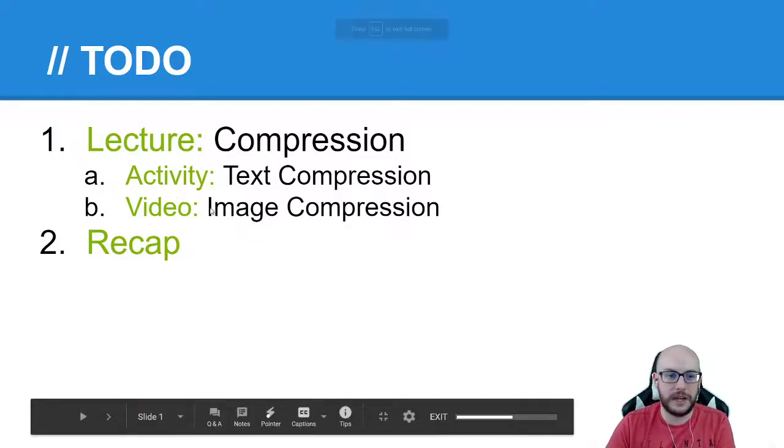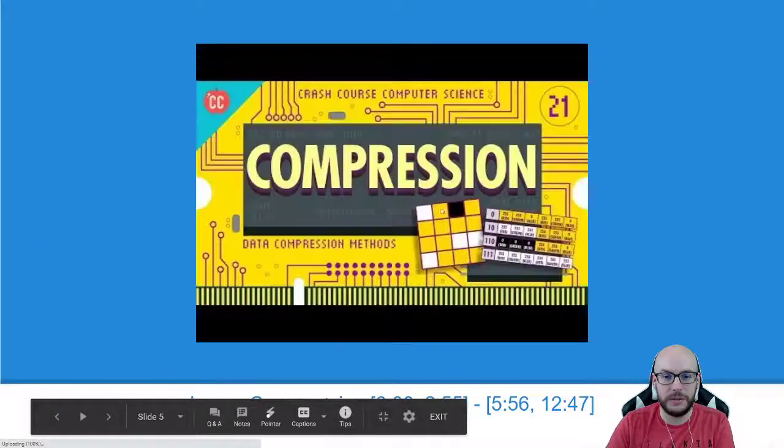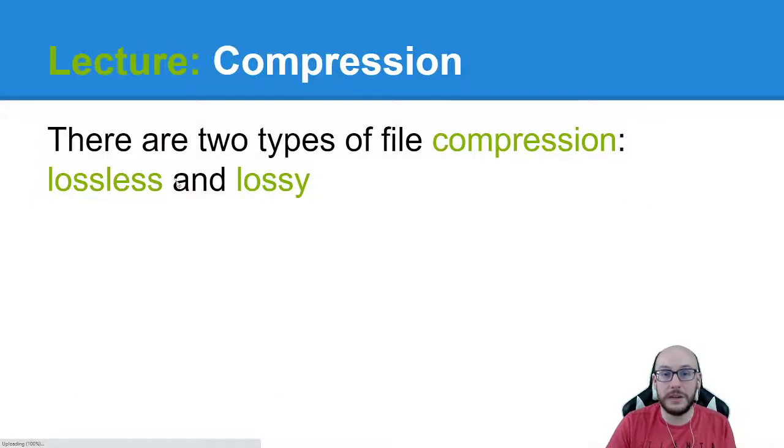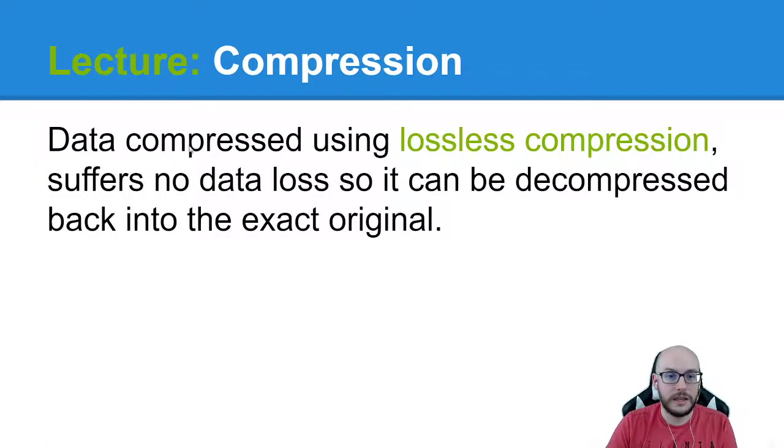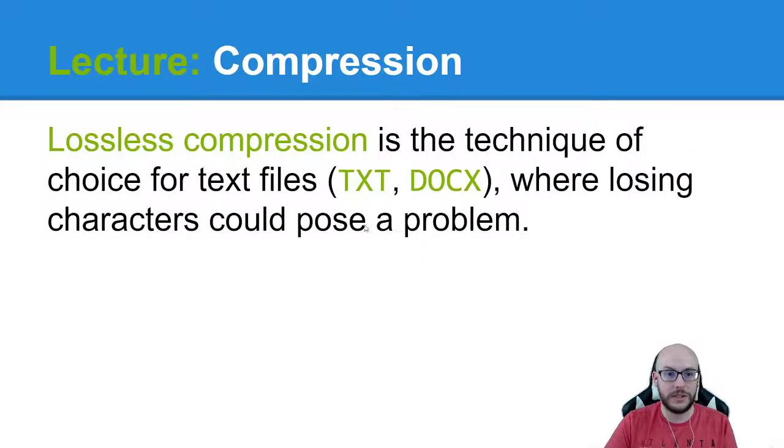I'm going to skip past my image video and talk a little bit about this real fast. Data compressed using lossless compression suffers no data loss, so it can be decompressed back into the exact original. What do I mean? When we send them the text compression along with the dictionary, they can decompress it and get the literal exact thing back. That is super important when we're talking about text, right? Because you can't afford to lose any data.